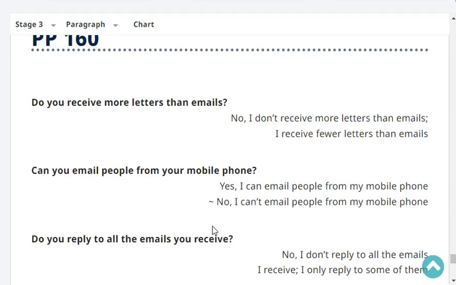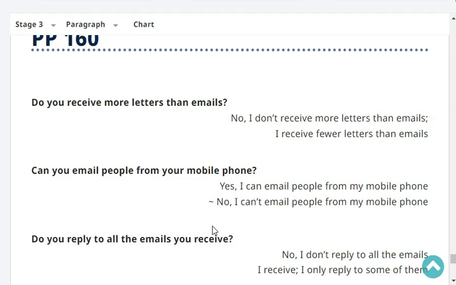Do you receive more letters than emails? No, I don't receive more letters than emails. I receive fewer letters than emails.